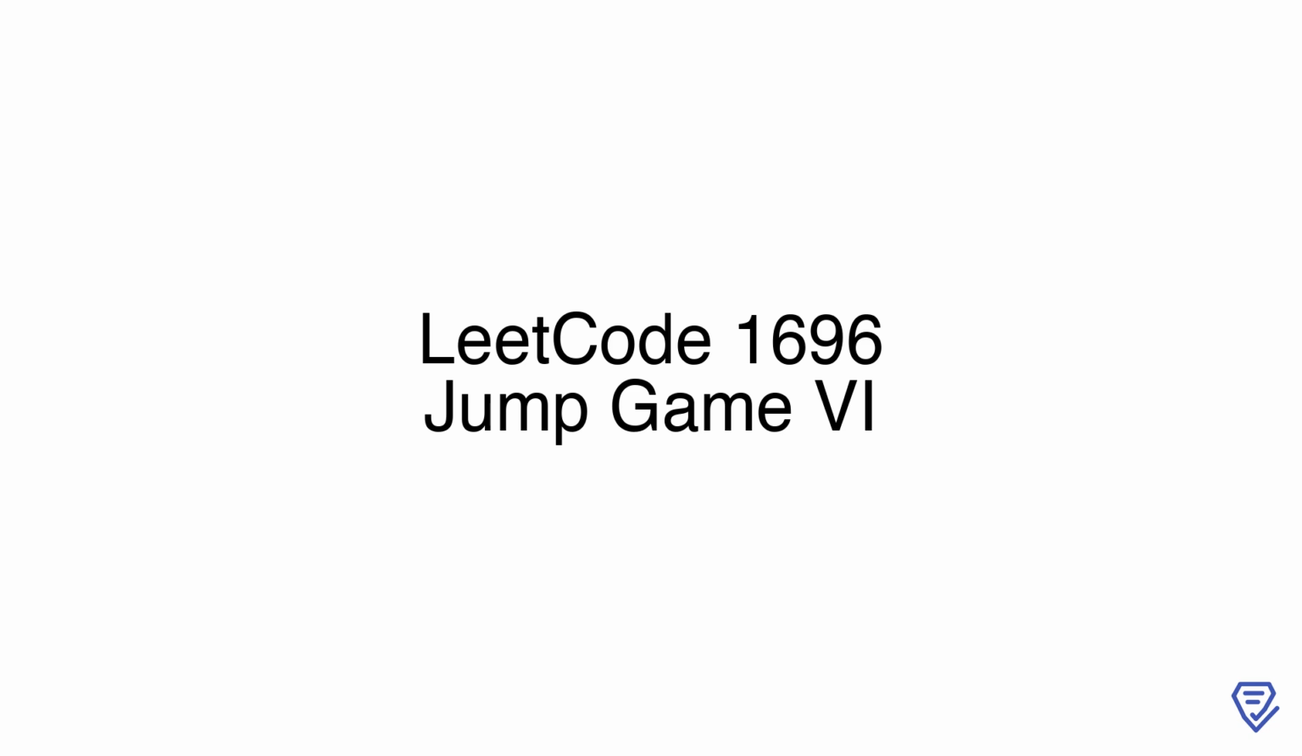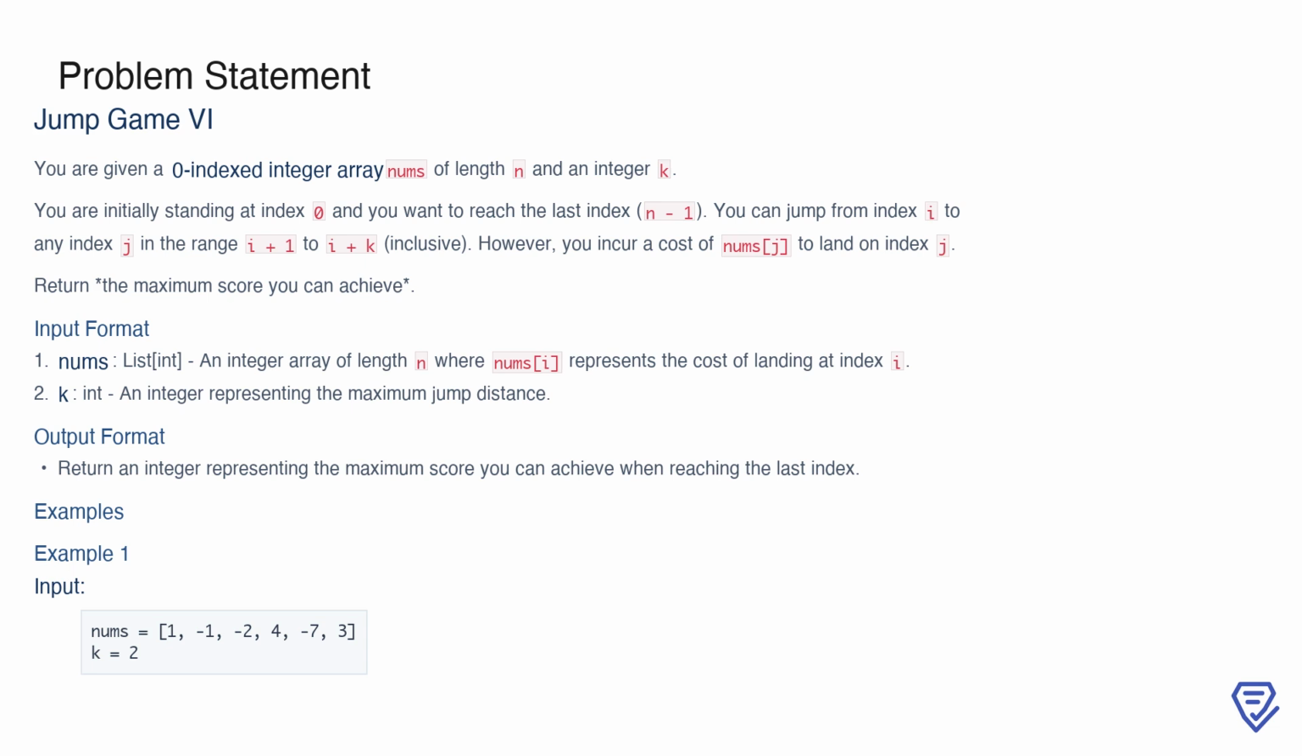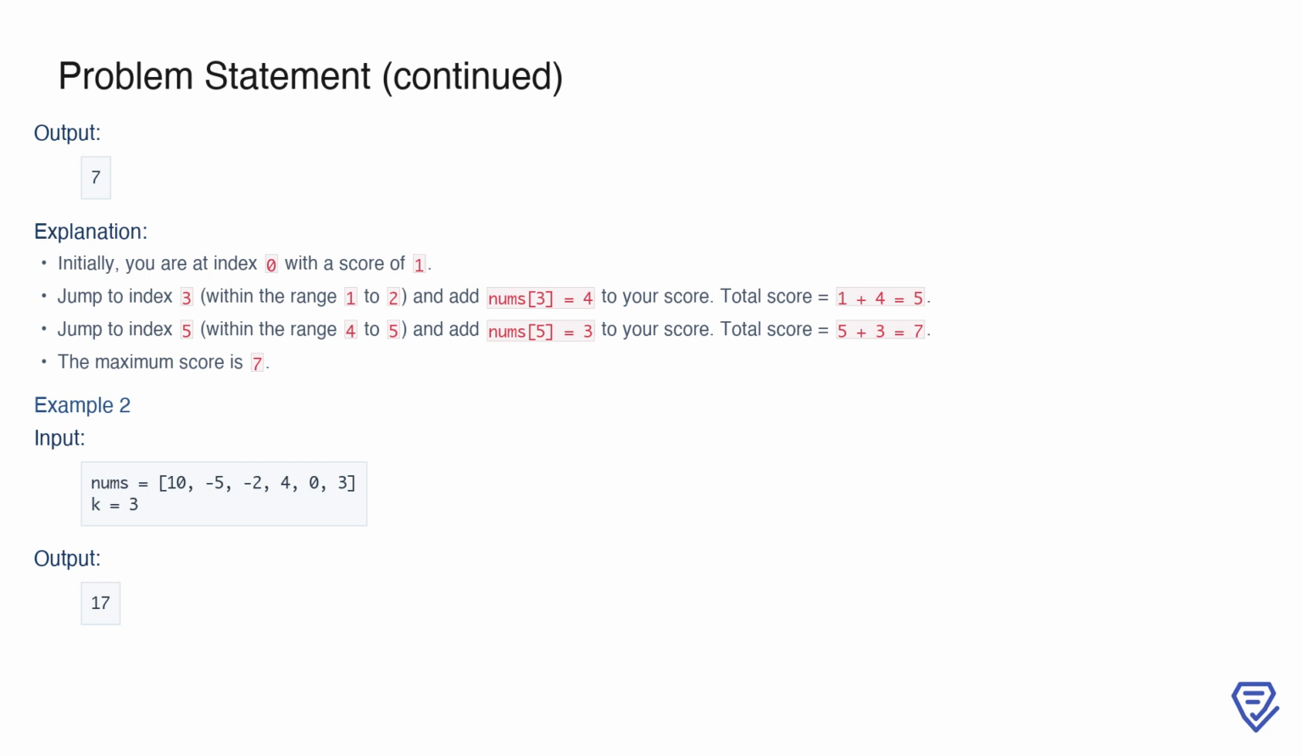Let's dive in. In this problem, you are given an integer array called nums and a number k. The array is zero-indexed, meaning that the first element is at index 0, the second at index 1, and so on. Your goal is to start at index 0 and reach the last index of the array, which is n-1 if the array has a length n. You can jump from your current index i to any index j within the range i+1 to i+k. However, each jump comes with a cost, and that cost is determined by the value at nums[j], the index you are landing on. The task is to maximize your total score, which starts with the value at nums[0], and is updated as you make jumps. The output of the problem is the maximum score you can achieve when you successfully reach the last index.